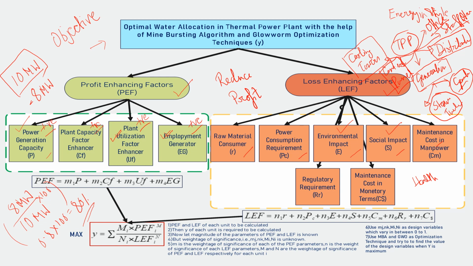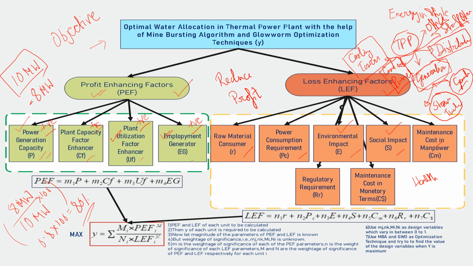But remember, all these things that I am talking about are with respect to a single unit of a power plant, like a generation unit. How much power generation capacity does the generation unit have? How much capacity factor does it have? How much is it enhancing the utilization factor of a power plant? How much is it enhancing the capacity factor? How much power is it generating? How much employment is it generating? All these things are profit enhancing factors. That means they increase the profit of the power plant.